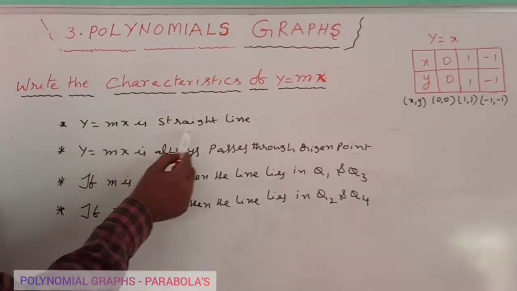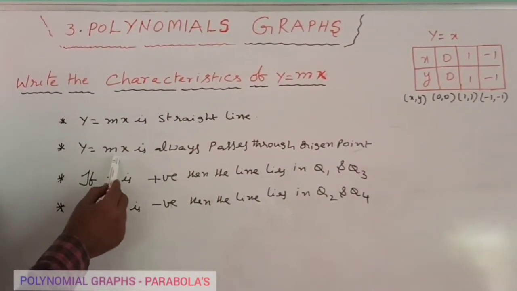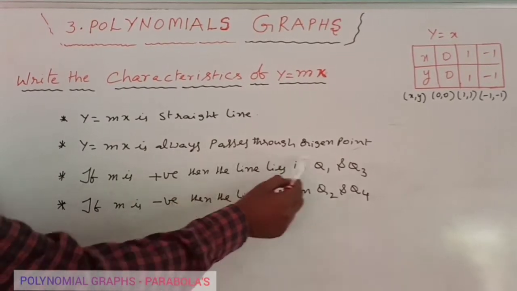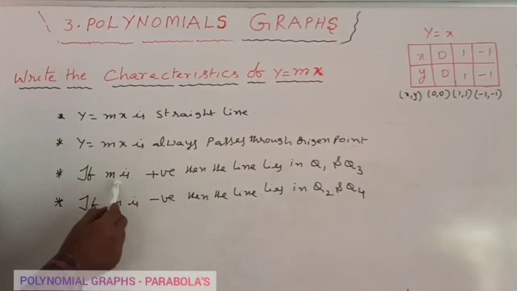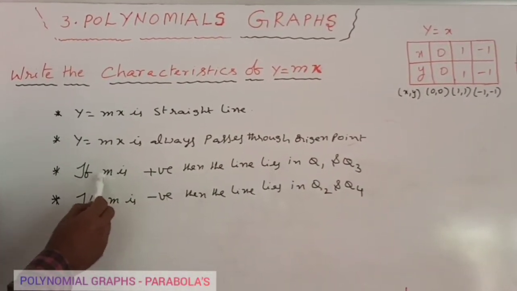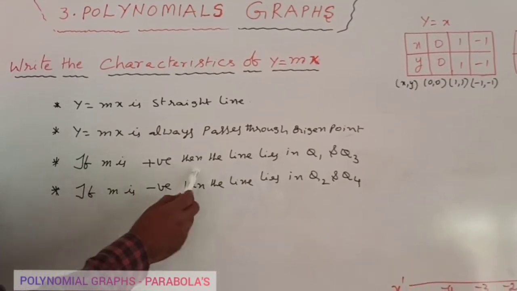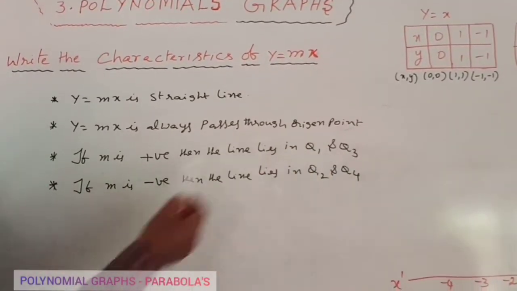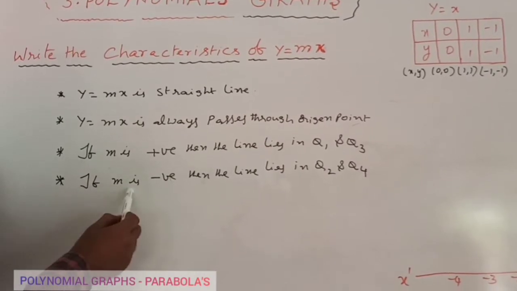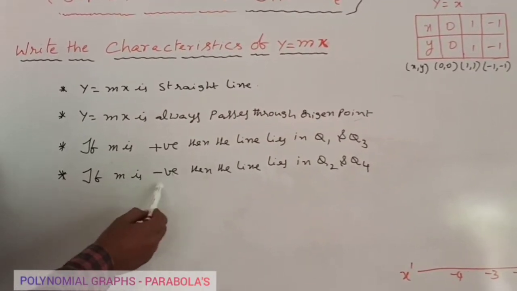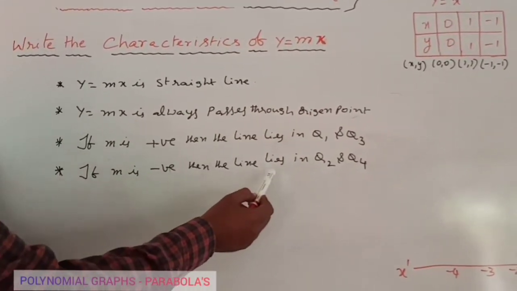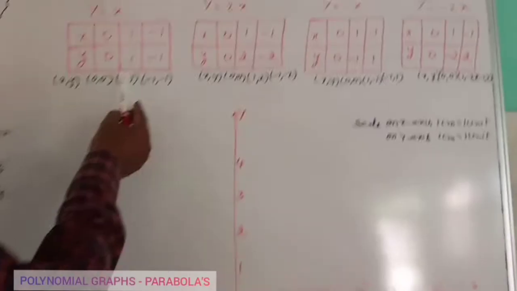Y equal to mx is a straight line. Y equal to mx always passes through the origin point. If m is positive, m means slope, then the line lies in coordinate 1 and coordinate 3. If m is negative, slope is negative, then the line lies in coordinate 2 and coordinate 4.